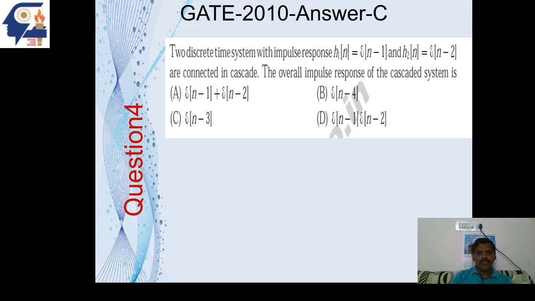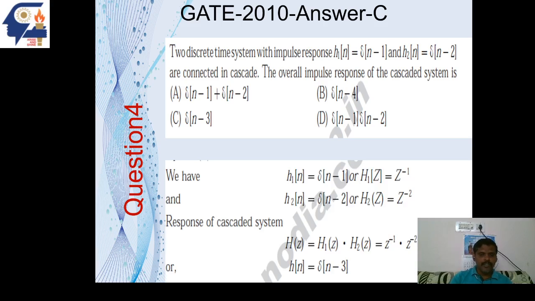But the convolution in the time domain will be converted into the z domain. First we find the z transform of h1 of n, and second we find the z transform of h2 of n. Then just multiply the z transforms, that means convolution in the time domain is equal to multiplication in the z domain. That is the given problem on the convolution property.